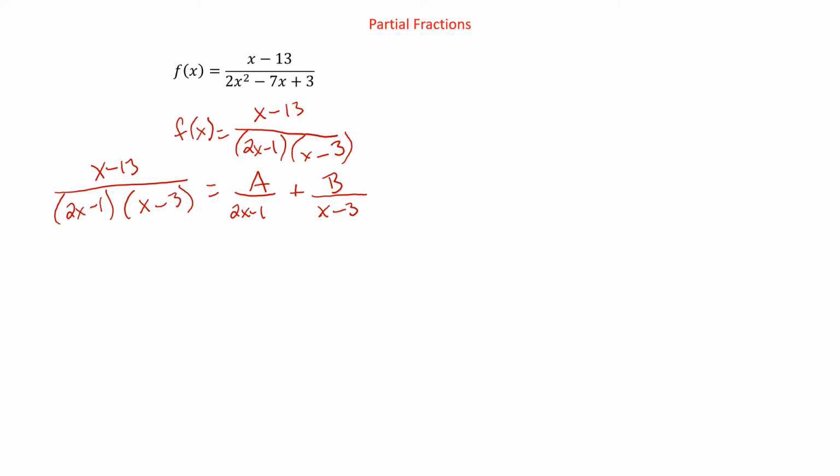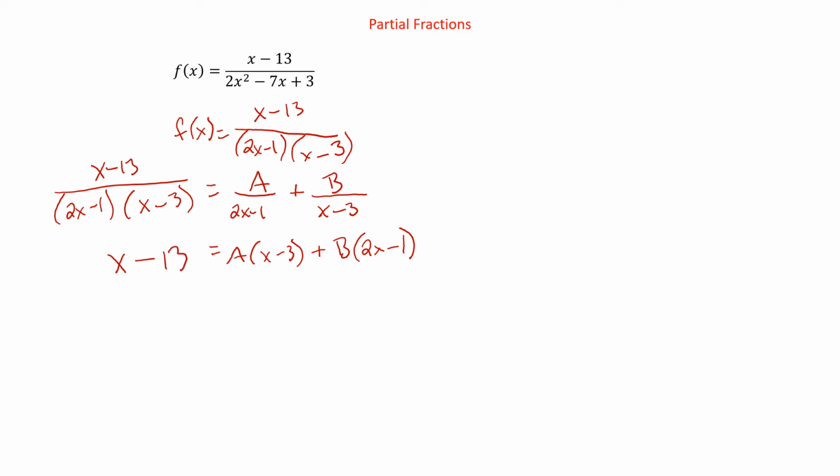So now we have to think about adding them back together. Like, what would we do to make the common denominator? We would take this a and we'd have to multiply it by x minus 3 plus the b times 2x minus 1. And when we add that together, it's going to equal the numerator, which is x minus 13.